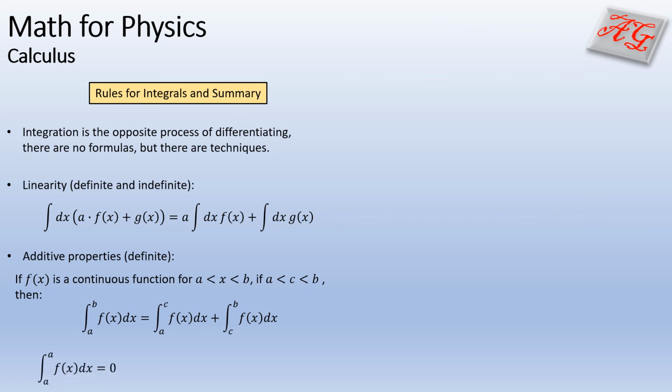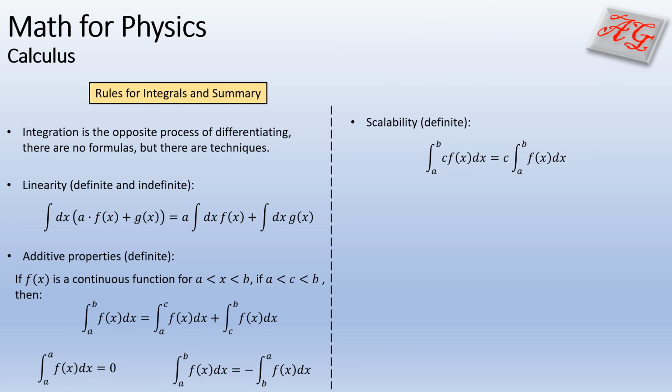If we try to set both the upper and lower limits the same, then the integral is 0. If you switch the integration limits, then the integral flips sign, and this is obvious just from the definition of delta x, if you consider the integral as a sum of rectangles. That, by the way, is called a Riemann sum, named after the German mathematician Bernhard Riemann. Also, and I have already mentioned this, but scalability for definite integrals is also valid. The integral of f of x times a constant is the same as the constant times the integral of f of x.